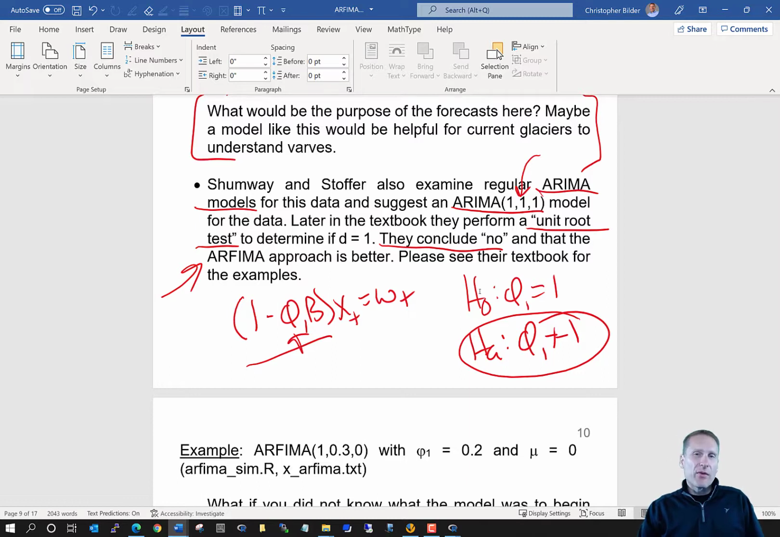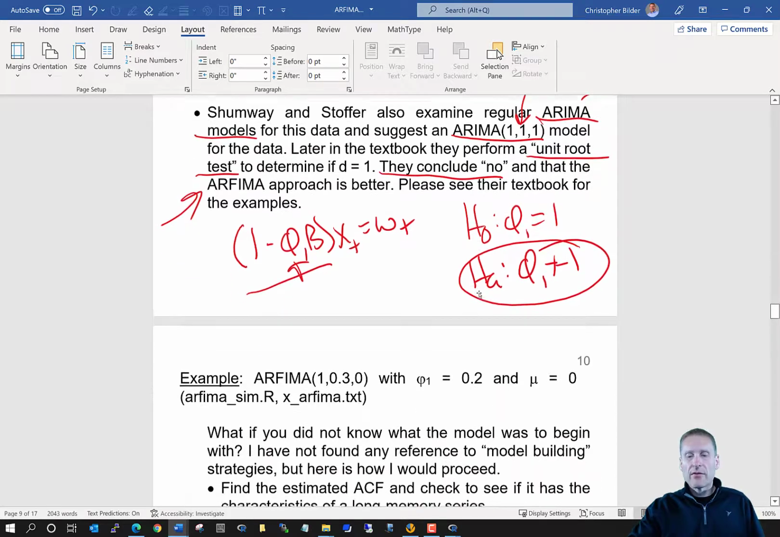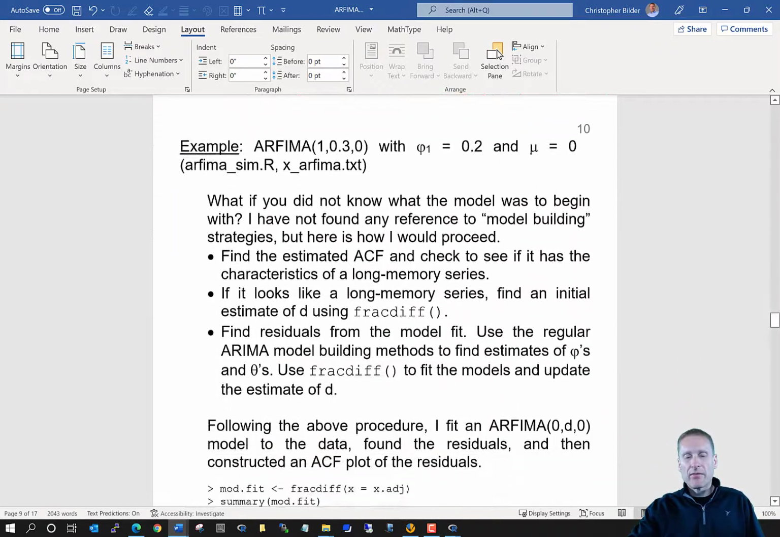I guess I prefer to think of it more this way. With the ARFIMA model, we're only estimating one parameter, d, whereas with the ARIMA 1-1-1 model, you're estimating 2. And in terms of model parsimony, it seems like our ARFIMA might be a better approach for this modeling then. Okay, so that concludes that particular example.